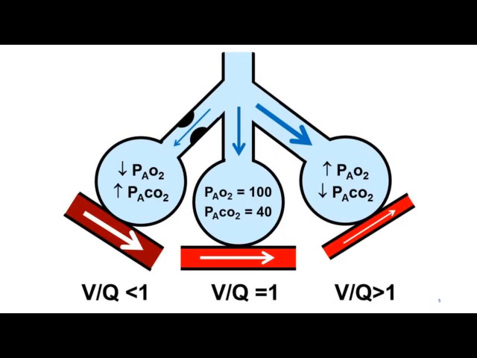Remember, gas exchange is determined by VQ. The alveolar O2 and CO2 is determined by VQ. Normal is 1. VQ ratio greater than 1 gives us increased oxygen, decreased CO2, and a VQ ratio less than 1 gives us decreased oxygen and increased CO2.